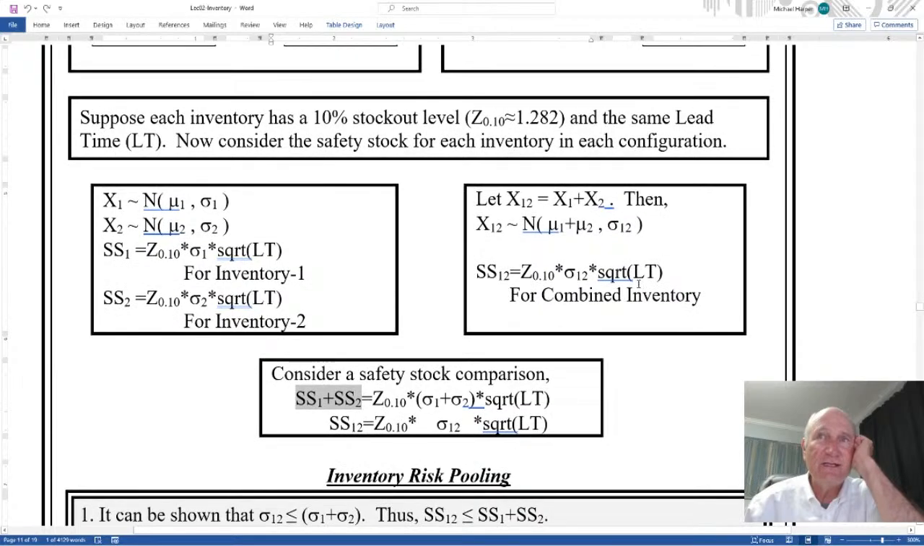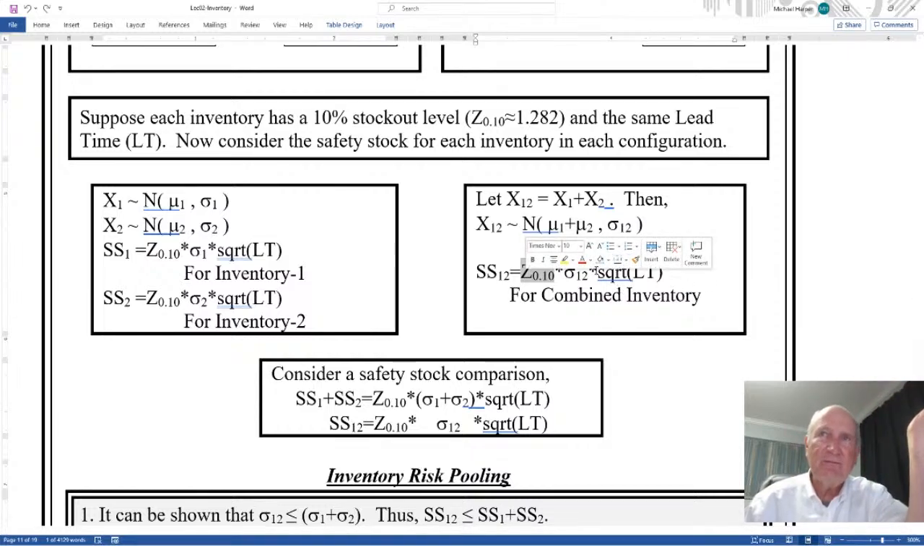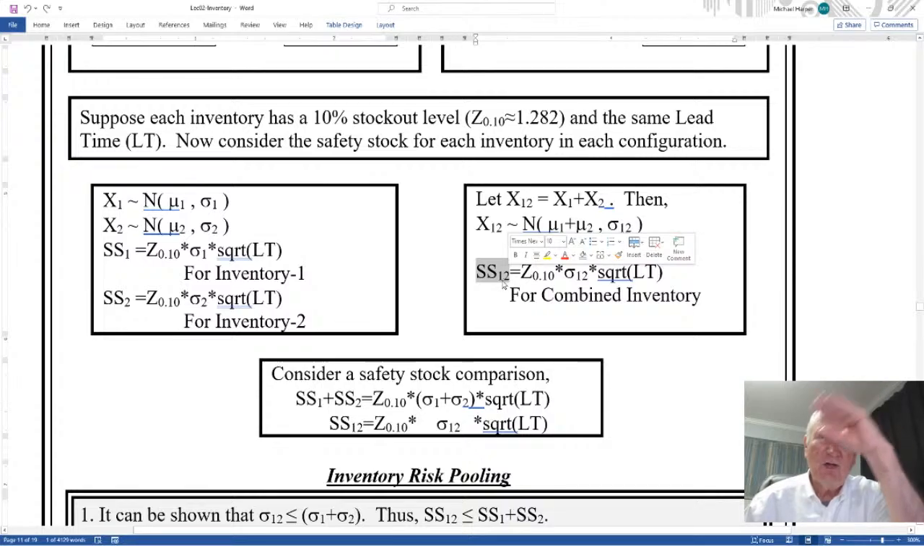Okay, but notice the lead time is the same. The stockout level is the same. The service level is 90%. Everything is the same except I have a lower safety stock to accomplish the very same efficiency. Lower safety stock, lower inventory cost.